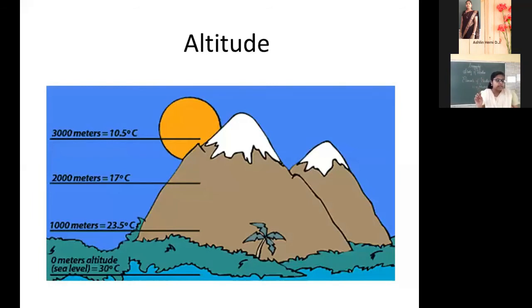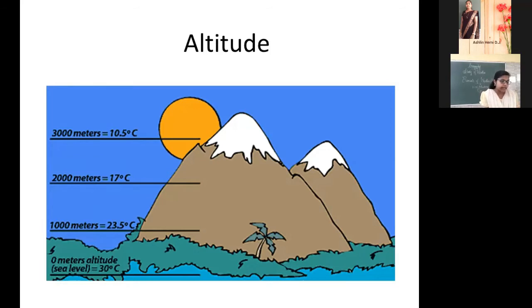The sun's rays are vertical, or at 90 degrees, over the equator. Page number 34. Under the heading latitude, underline the fourth line: sun's rays are vertical over the equator. Leave the next sentence. Next, underline the next sentence: in the tropics, the sun's rays are almost vertical throughout the year.